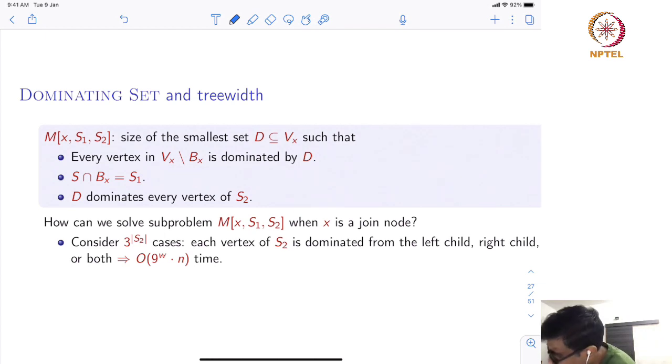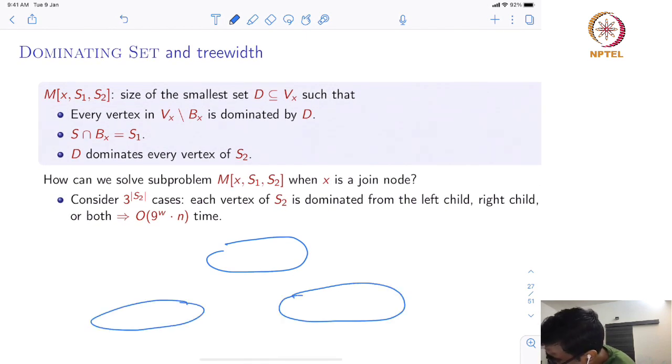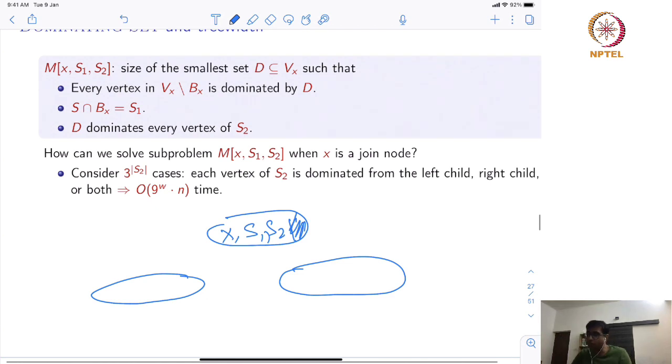Right. So, look at the join node. Here it is. Remember, in the join node, what is your goal? Now, you have X, S1, S2, and S3, which you do not care about. But now, you have to decide what is the property. S1 is a set of vertices which is going to be the dominating set. Now, you decide for S2. S2, okay, I don't know about S2.